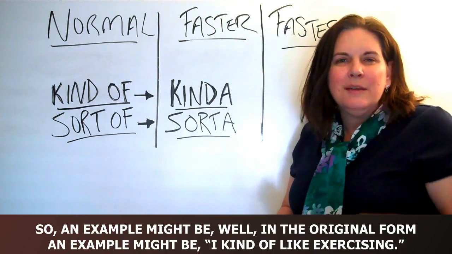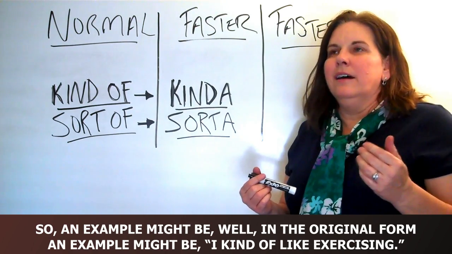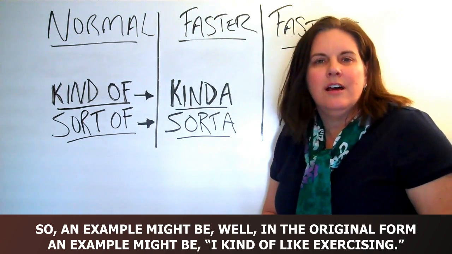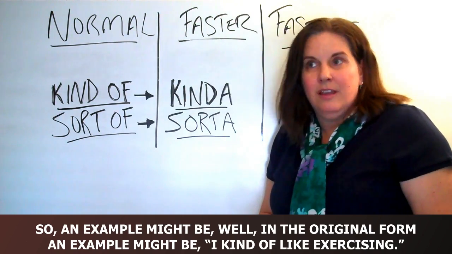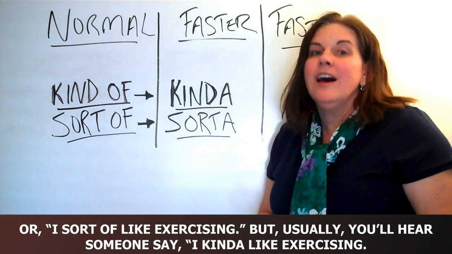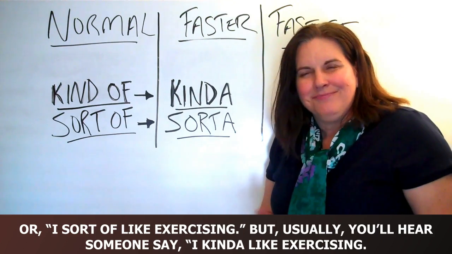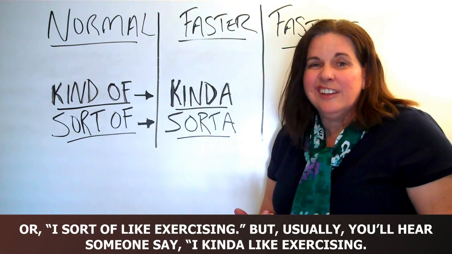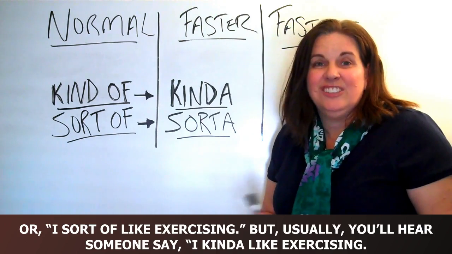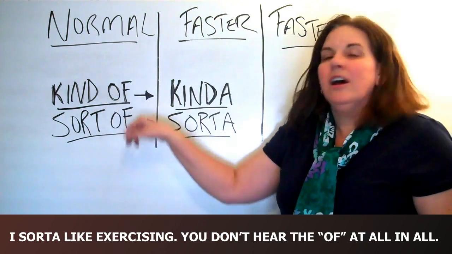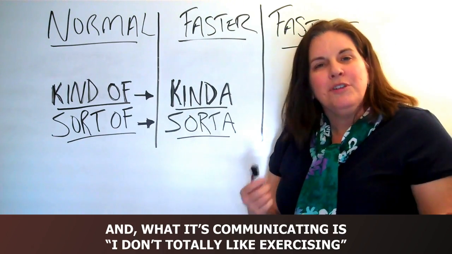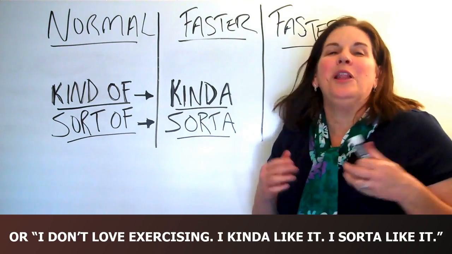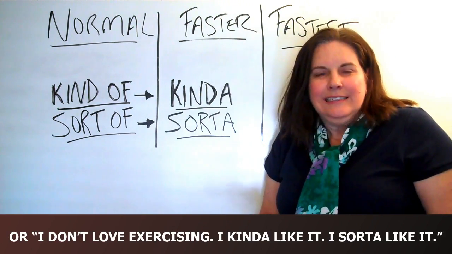So in the original form, an example might be, I kind of like exercising. Or I sort of like exercising. But usually you'll hear someone say, I kinda like exercising. I sorta like exercising. You don't hear the of at all in that. And what it's communicating is, I don't totally like exercising, or I don't love exercising. I kinda like it. I sorta like it.